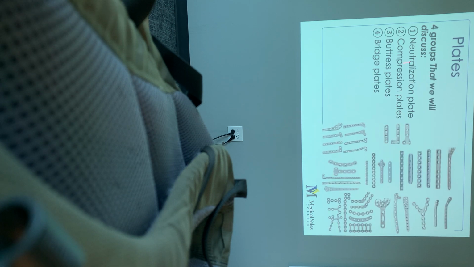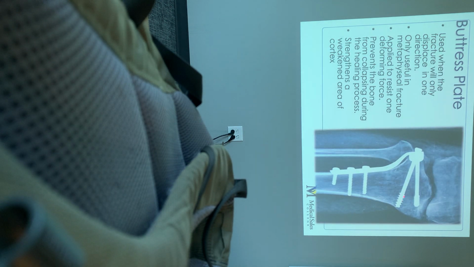And of course, we talked about different types of plates, the neutralization plate, compression plates we already talked about, buttress plates for supporting the articular surface, very, very common. It is the plate of choice for the tibial plateau fractures, and a buttress plate concept is used in ankle fractures and distal femoral fractures as well. But this is the classic buttress plate there.